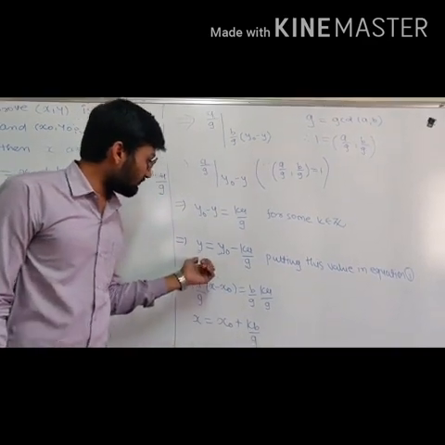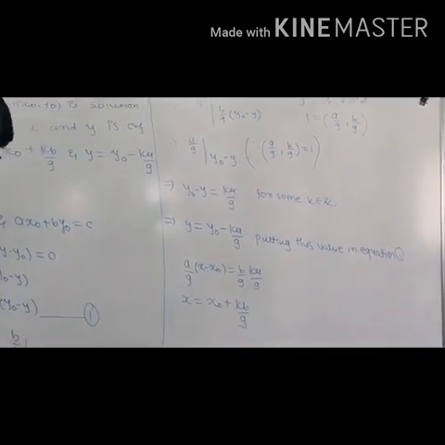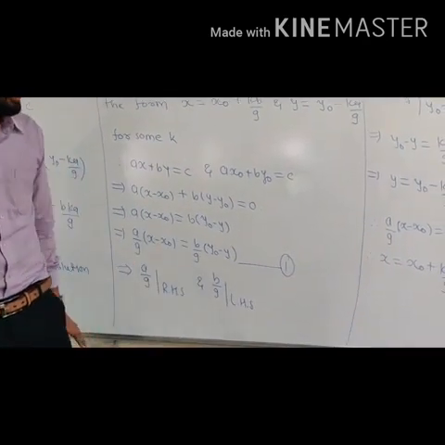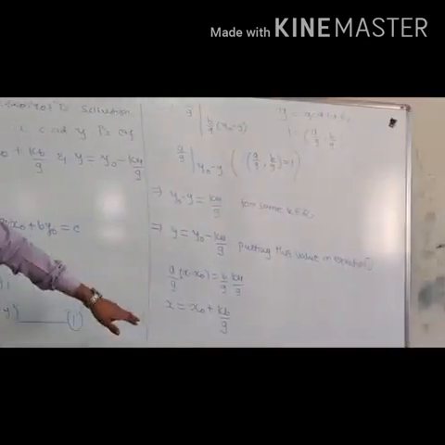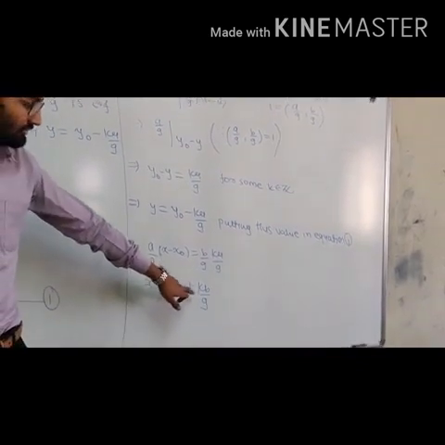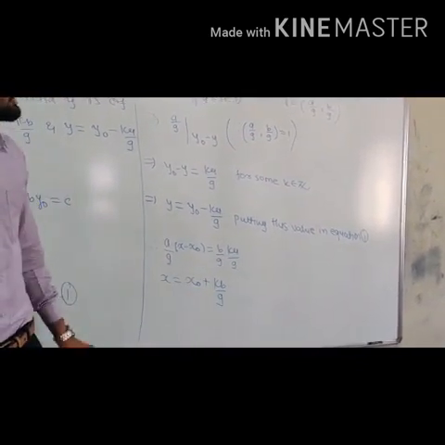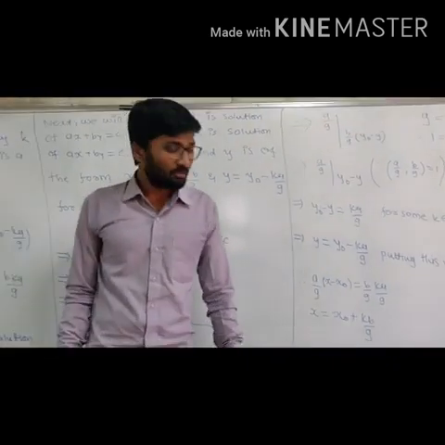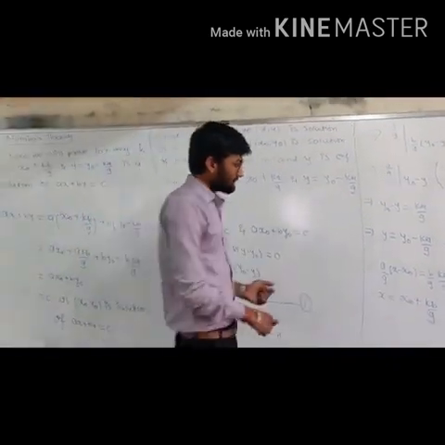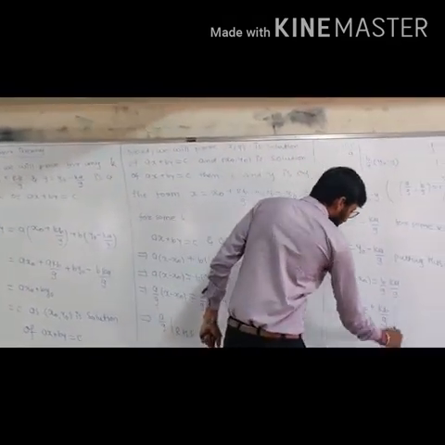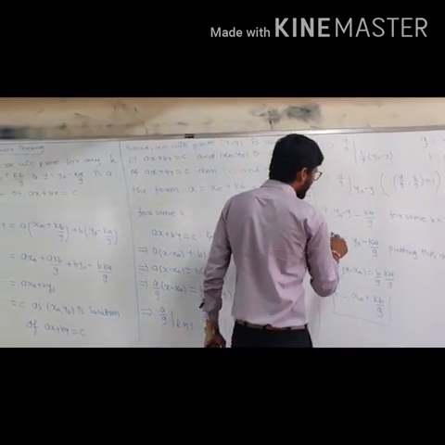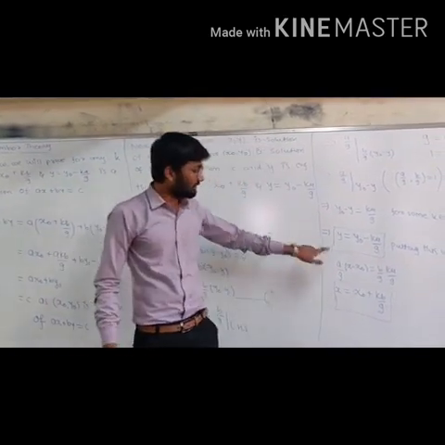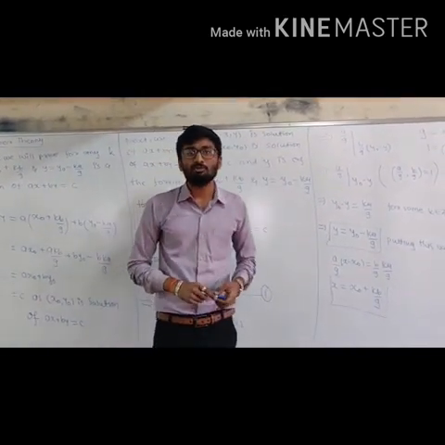Now putting the value of y in equation 1, that means a by g into x minus x0 equals b by g into y0 minus y, we get the value for x equals x0 plus k b by g. Therefore, any arbitrary solution of ax plus by equals c is of the form x equals x0 plus k b by g and y equals y0 minus k a by g, where x0 and y0 is a solution of ax plus by equals c.